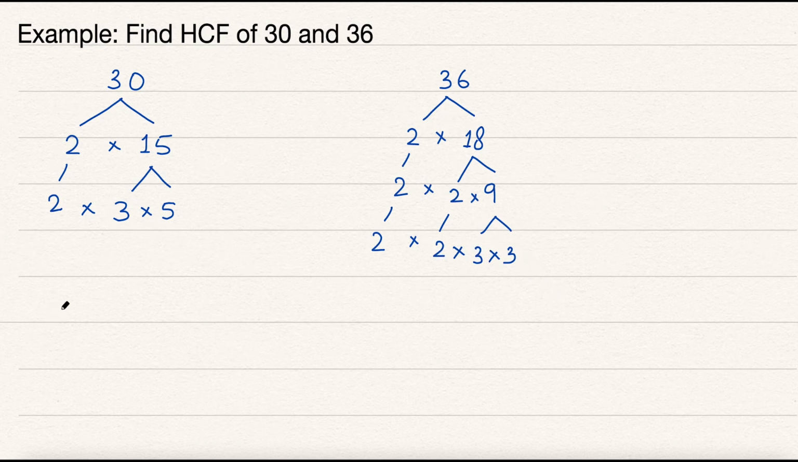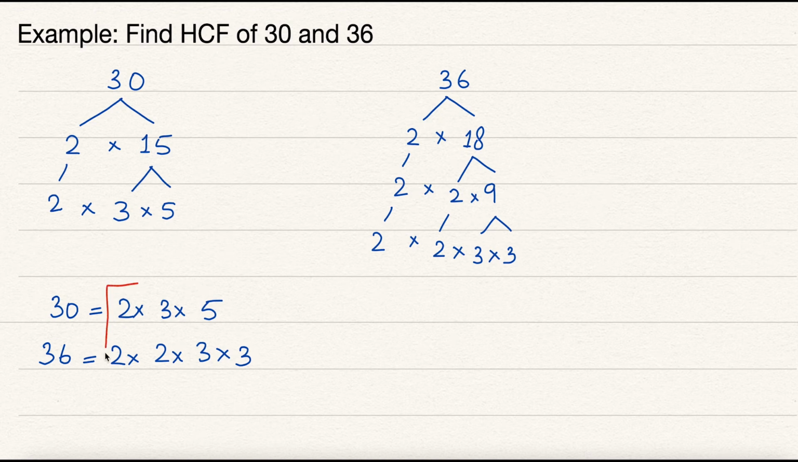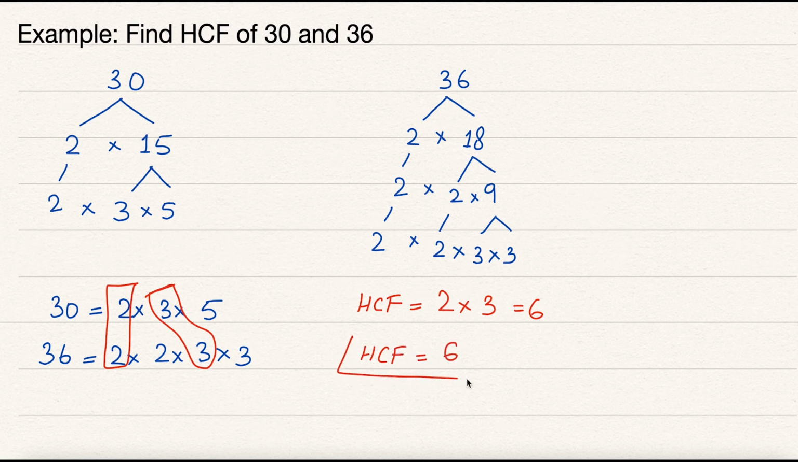Now let's list it. 30 is equal to 2 times 3 times 5 and 36 is equal to 2 times 2 times 3 times 3. Let's find the common factors. Here we have 2 and then we have 3. So the HCF is 2 times 3, which is equal to 6. The highest common factor of 30 and 36 is 6.